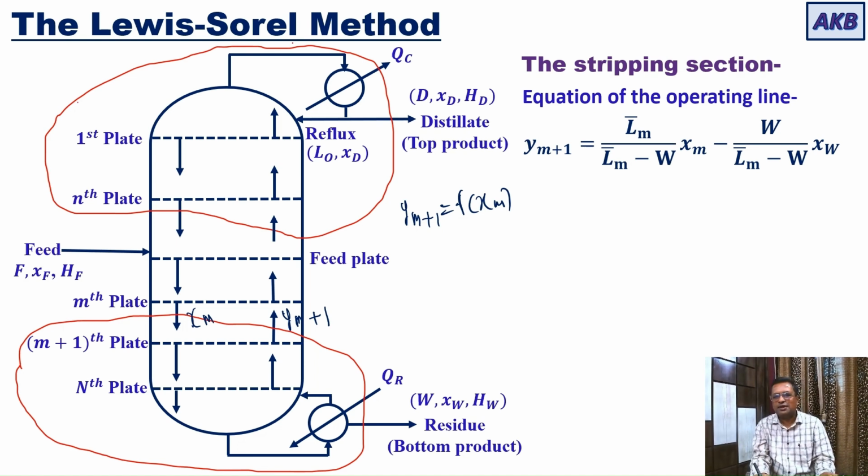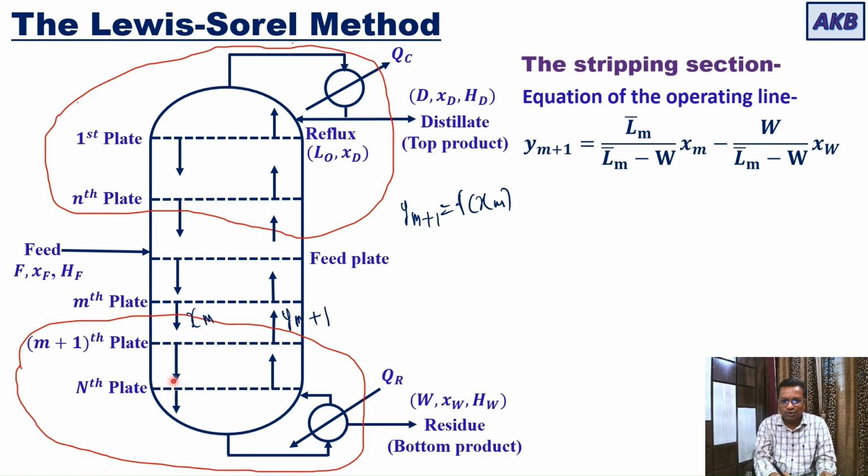Again, L̄_m represents the liquid molar flow rate that is leaving the mth plate. So this is the liquid flow rate that we are talking about. Now this liquid flow rate will be the same for all the trays, even in the stripping section, after you use the simplifying assumption of equimolar flow rate.